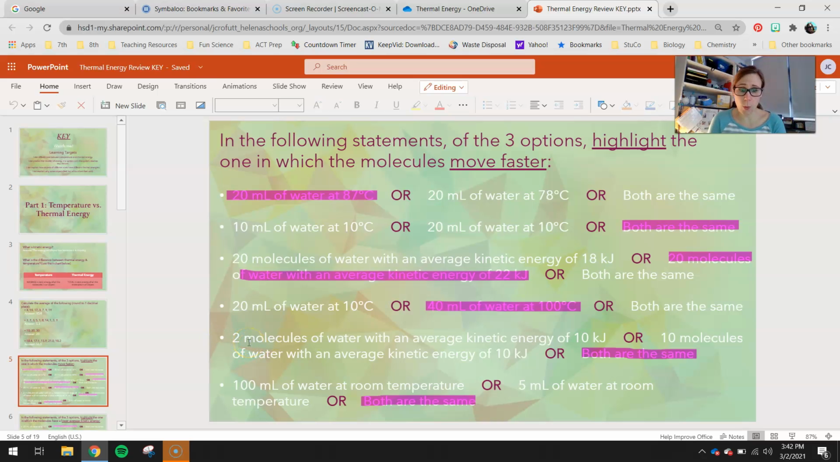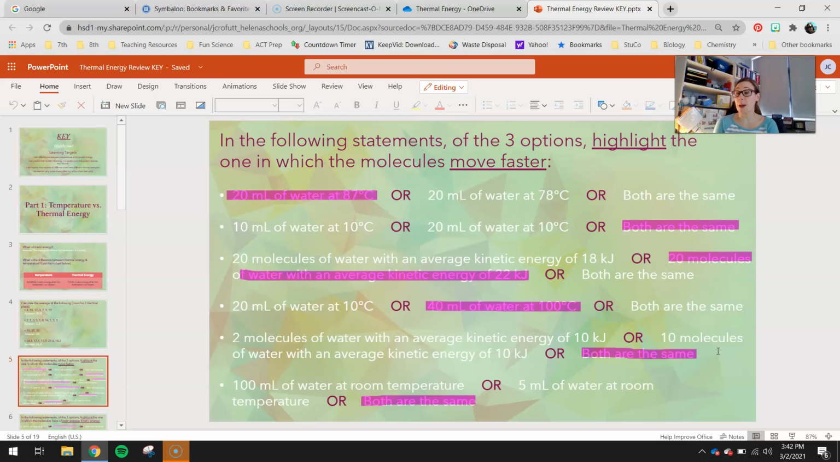Okay, 2 molecules of water with an average kinetic energy of 10 kilojoules or 10 molecules of water with an average kinetic energy of 10 kilojoules. Again, same kinetic energy there, so both are the same. They're both moving at the same speed. It doesn't matter how many molecules you have. We're looking at the speed of the molecules. All right, 100 milliliters of water at room temperature or 5 milliliters of water at room temperature.